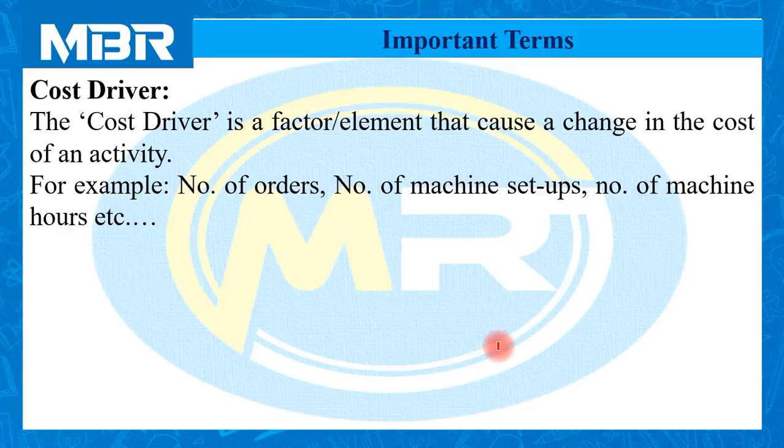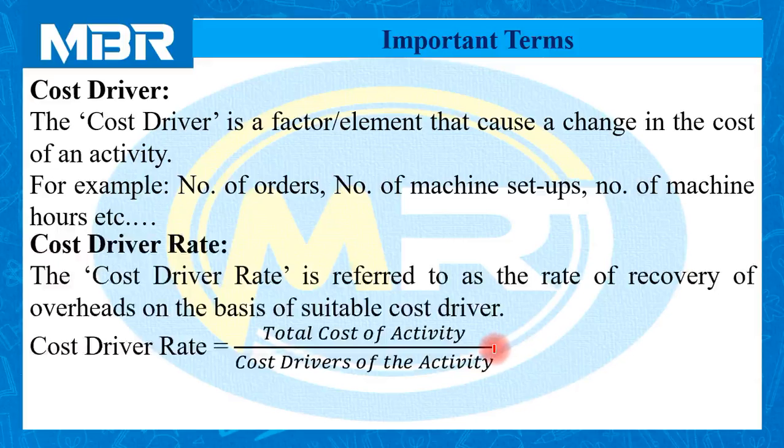After discussion of cost driver, let us understand cost driver rate. The cost driver rate is referred to as the rate of recovery of overheads on the basis of a suitable cost driver. The important term used here is suitable cost driver. Cost driver rate is nothing more than the total cost of the activity divided by the cost drivers of the activity. Let me make it clear with one example.